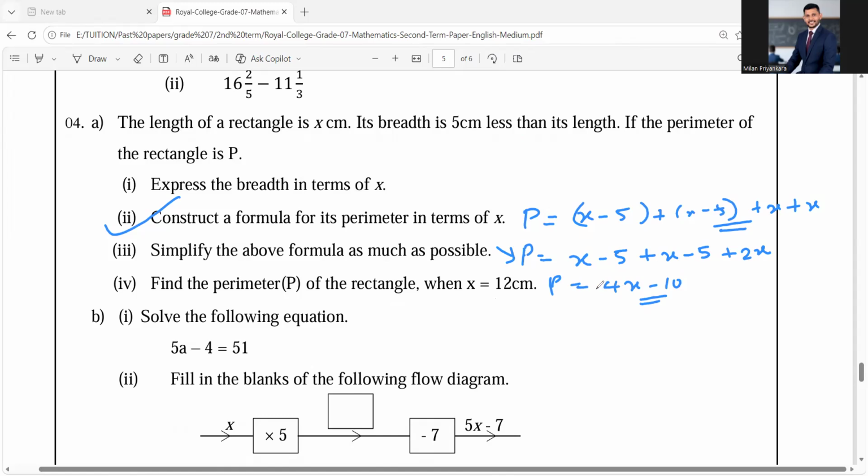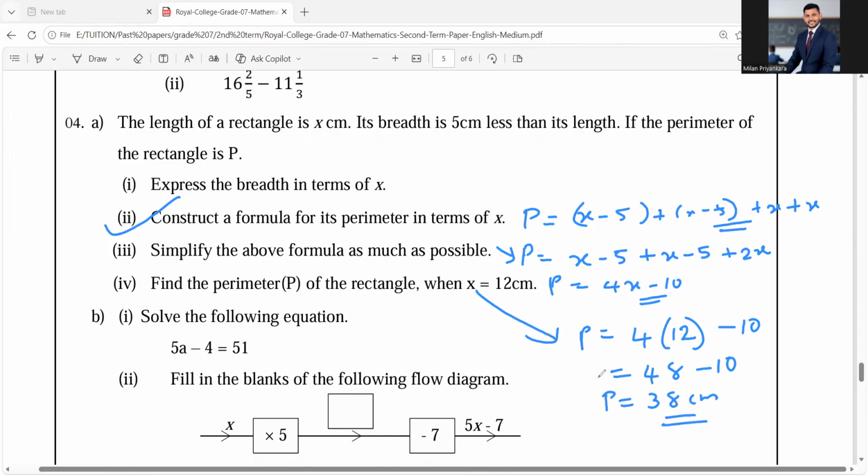Find the perimeter P of the rectangle when x is equal to 12 centimeters. For this one, P equals 4, and x is 12, so 4 times 12 minus 10. Now 4 times 12 is 48. Minus 10 is 38. Now perimeter is equal to 38 centimeters. And that's it.